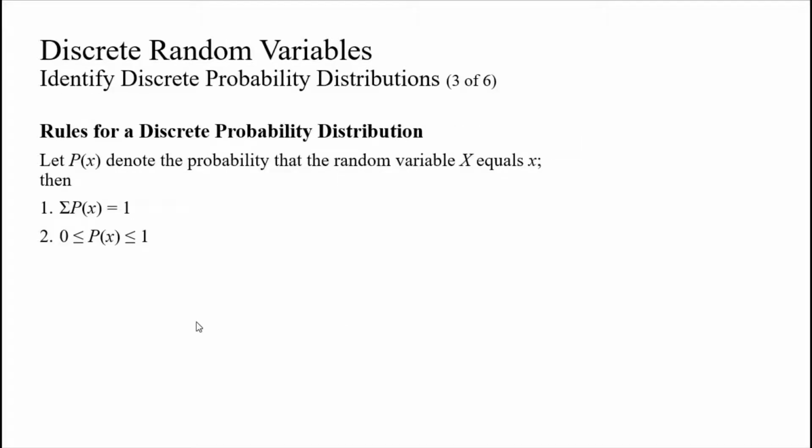The rules for a discrete probability distribution: let P of X denote the probability that the random variable equals X. Then the sum of all probabilities should be equal to 1, and each of these probabilities should be between 0 and 1. In other words, if you add up all of the probabilities in a discrete probability distribution, you should get 1, and each of these probabilities should be less than 1 and greater than 0.